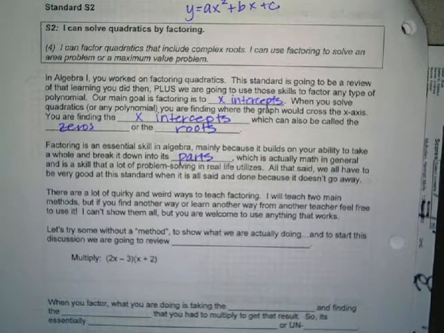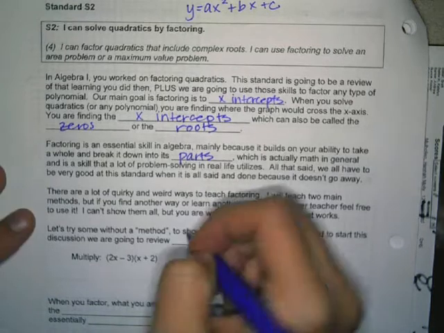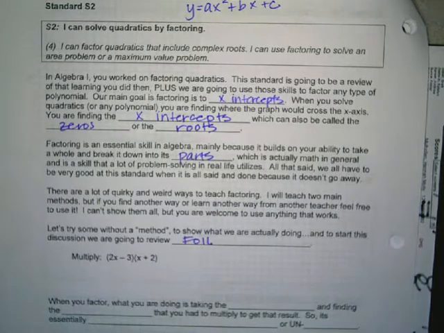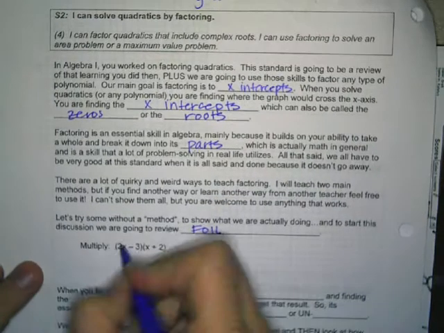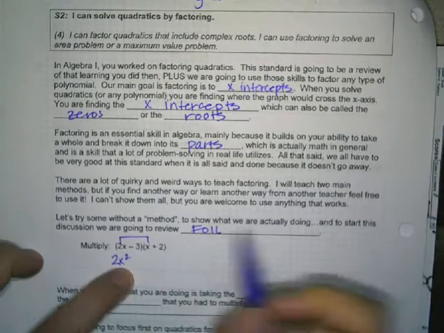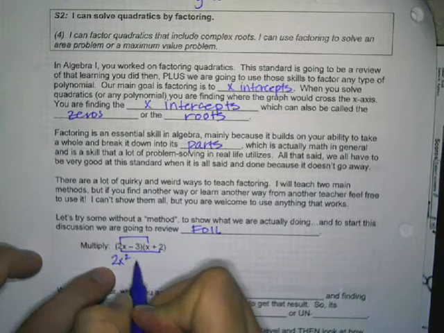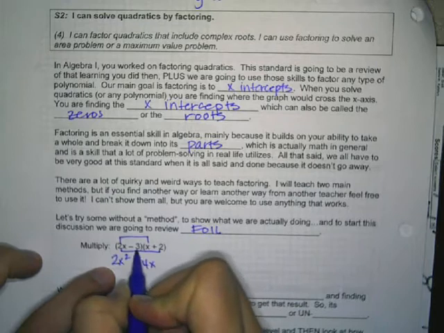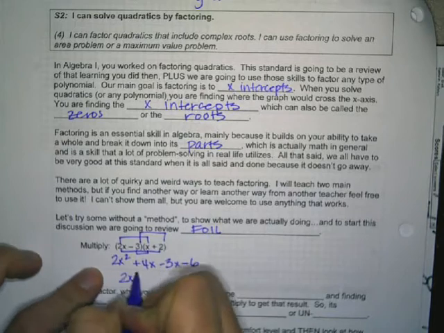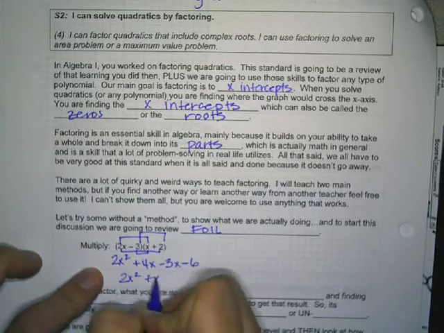Let's try some without a method. To show what we're actually doing and to start this discussion, we're going to review FOILing. So we're going to multiply these two together. We'll start with first terms: 2x times x gives me 2x squared. Outer gives me 4x. Inner gives me negative 3x. Last gives me negative 6. So I end up with 2x squared plus x minus 6.